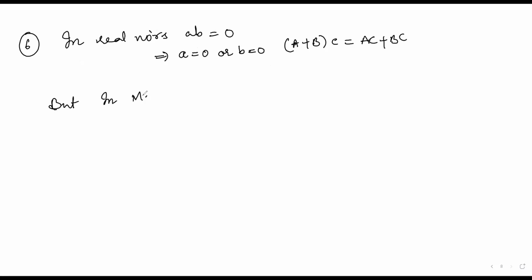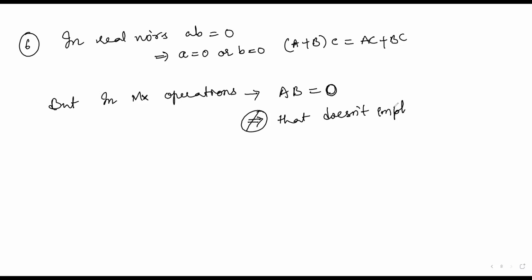in matrix operations, this is for real numbers, multiplication is like this. But in matrix operations, if the multiplication A into B is the 0 matrix, that doesn't imply that A is the 0 matrix or B is the 0 matrix. Neither need be a 0 matrix, but AB can be a 0 matrix. You cannot conclude this way. See, what is the example?